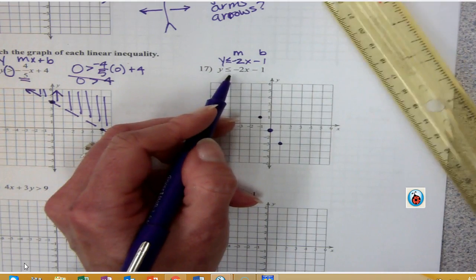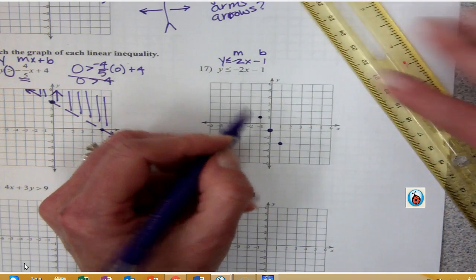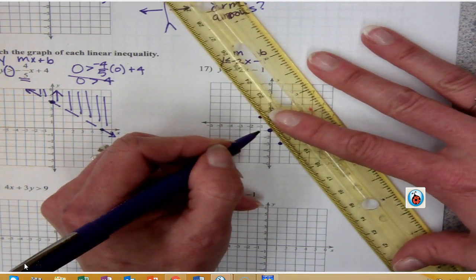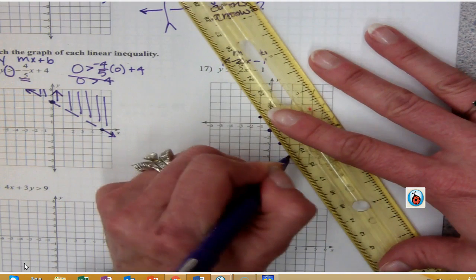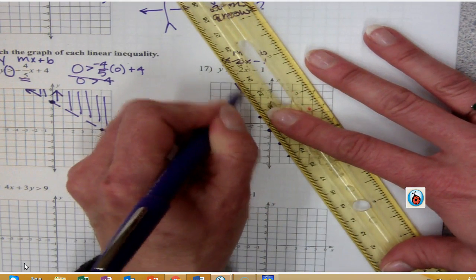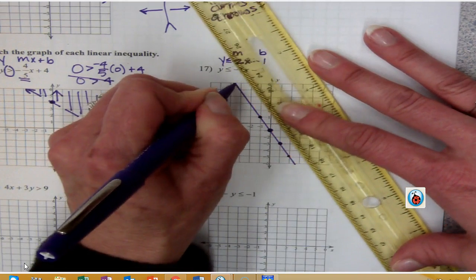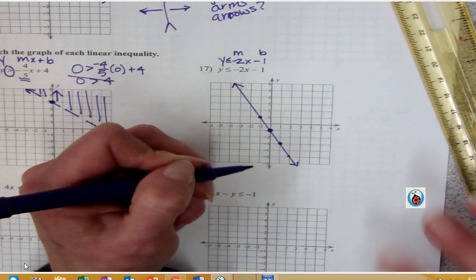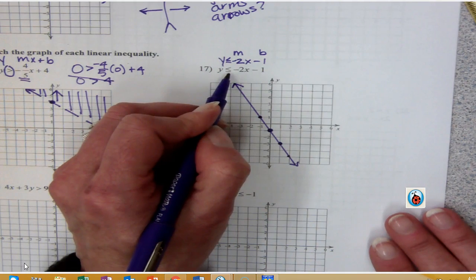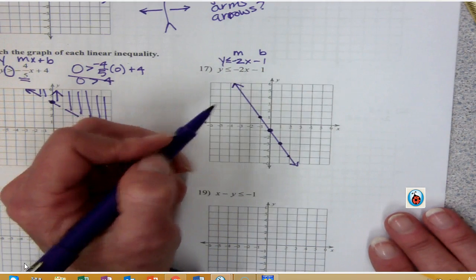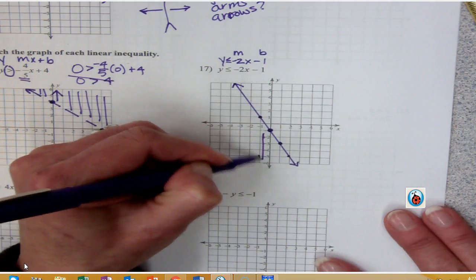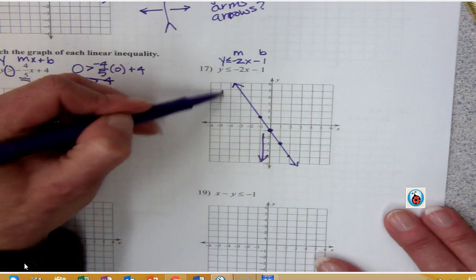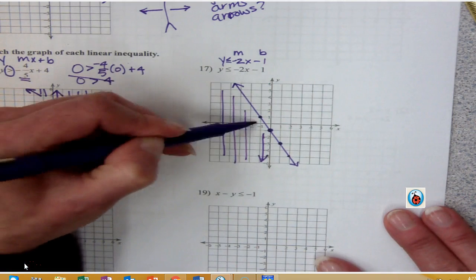I'm going to look and see, is it dashed or is it solid? It's solid because it is an equal to sign. So when I write my line, it's going to be a solid line, which indicates that any point on that line is also considered a solution. y is less than that. So y is getting less than, which means that I'm going to shade underneath.